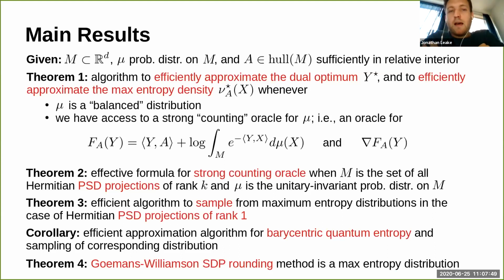The last result I'm going to put on this slide is something a little bit off from the rest of this. It is more of an observation rather than something where we had to really prove something over the course of a lot of work. It's that the Goemans-Williamson SDP rounding method from their max cut paper can actually be considered as drawing from a max entropy distribution. So this is just another example of how these things have come up implicitly in other places before. This is just an interesting fact that came out of this.